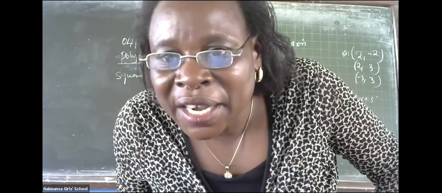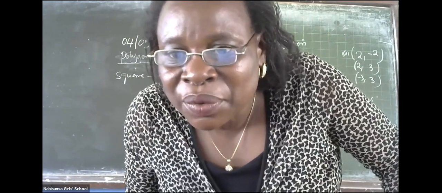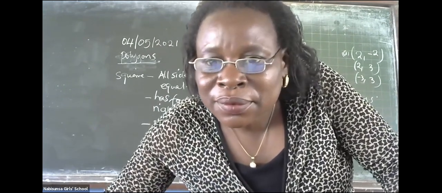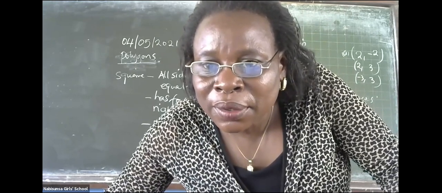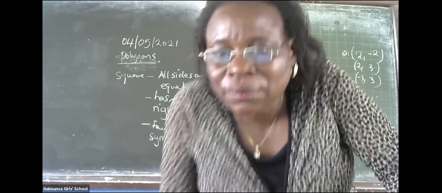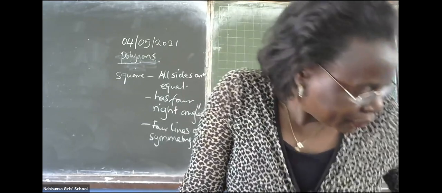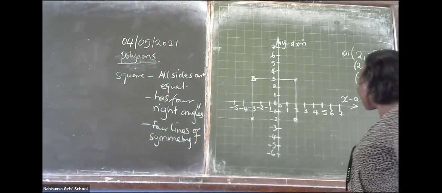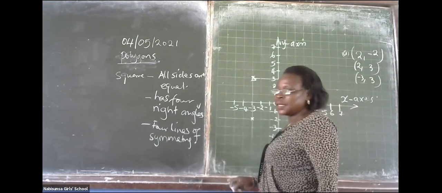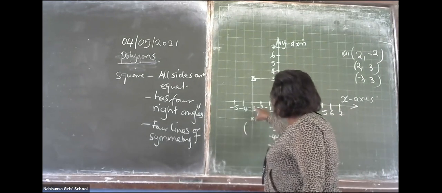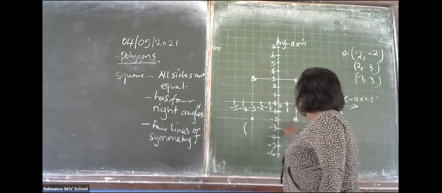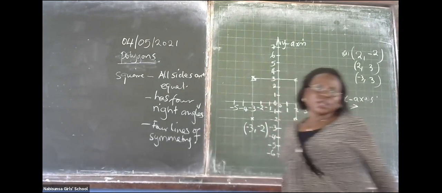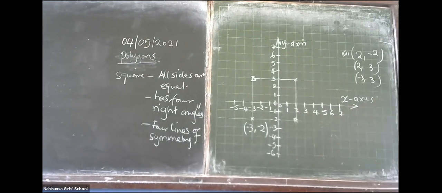Now, can somebody give us the coordinates of the meeting point? We have Franklin Agaba. Teacher, yes. It is -3 and -2. -3 on the x-axis and -2 on the y-axis. Good. So that is the possible position of that point.